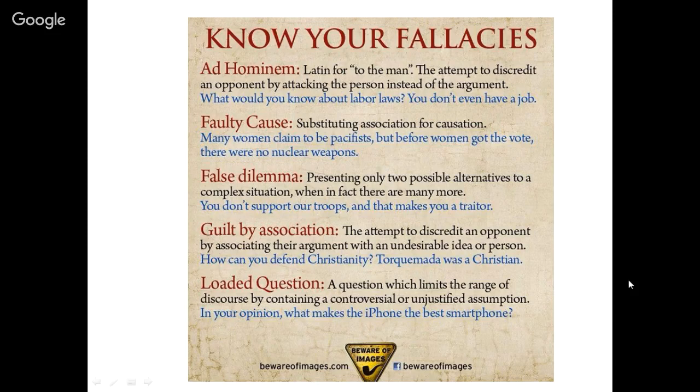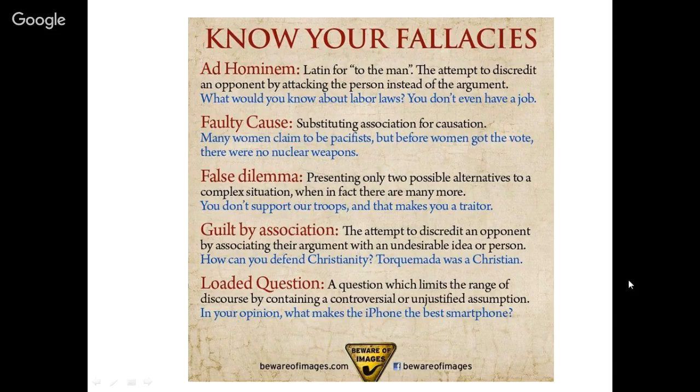Faulty cause, therefore substituting association for causation. For example, many women claim to be pacifists, but before women got the vote, there were no nuclear weapons. These are parallel issues here and not related, and one doesn't cause the other. And so you got to be careful of these faulty causes in text. And so you'll read a lot of that.